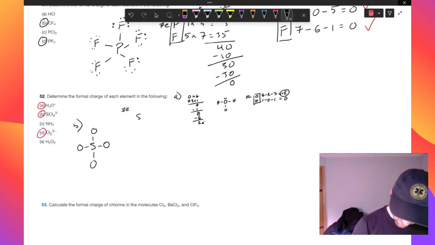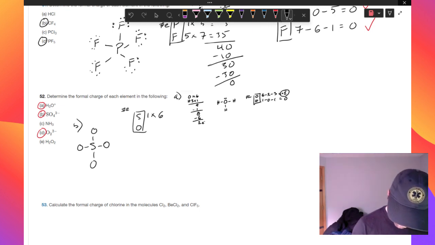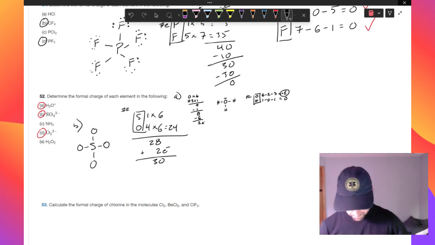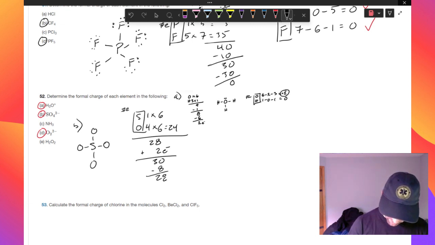Let's calculate the number of electrons first. Sulfur has 6. Each of those 4 oxygens has 6. 24 plus 6 is 28. Total electrons plus 2 lone electrons gives us 30 that we need to account for. Okay. If we just have single bonds, 2, 4, 6, 8, gives us 28 that we need to account for.